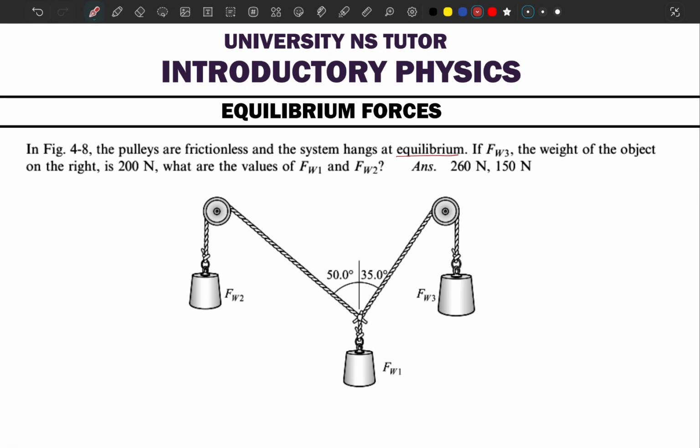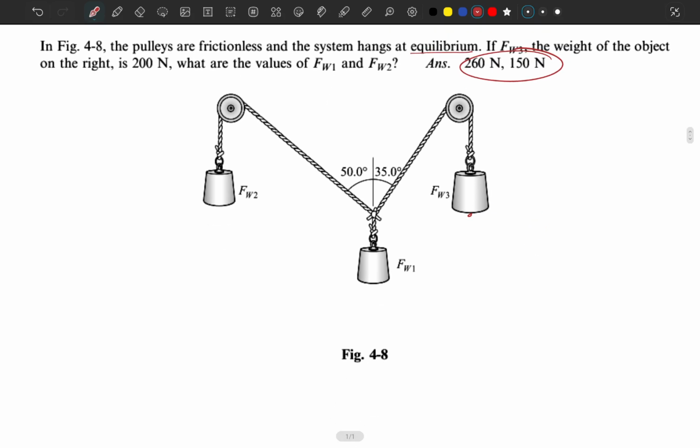If Fw3, the weight of the object on the right, is 200 newtons, what are the values of Fw1 and Fw2? Of course, they've got answers here, but I want us to work out and see if they're giving us those same particular answers. Now, since the system is in equilibrium, the sum of forces in the x should be equal to what?